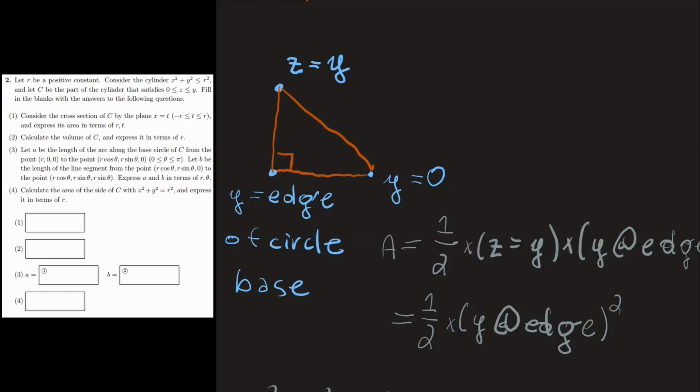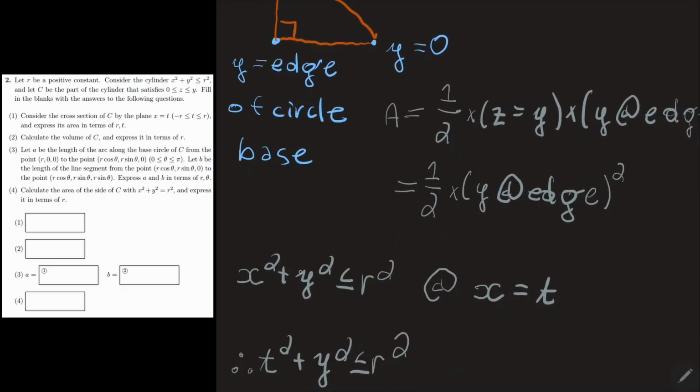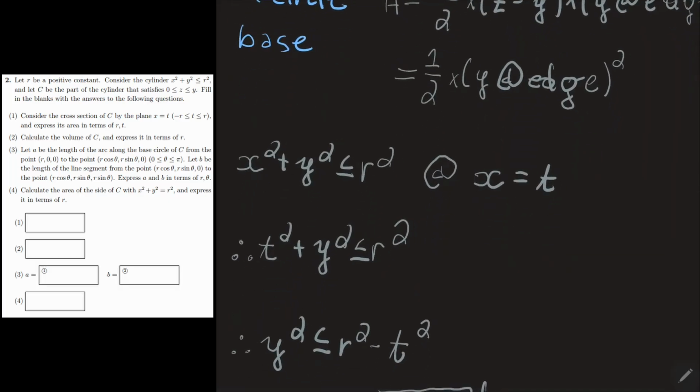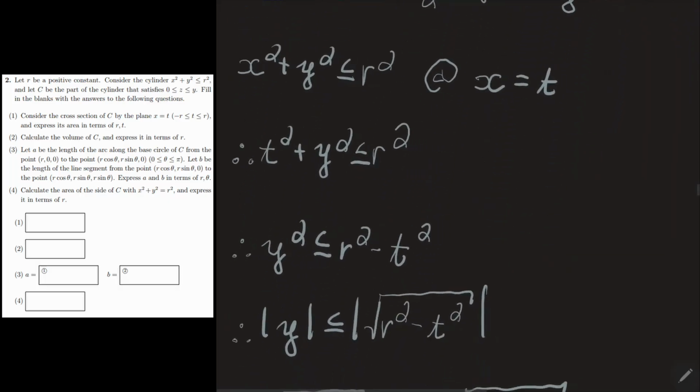So what we can do is use the equations that are given to us in this question. So we have that x squared plus y squared is less than or equal to r squared. And we also have that x equals t. And so we can get that t squared plus y squared is less than or equal to r squared. Rearrange a little, we get that y squared is less than or equal to r squared minus t squared. And then if we square root both sides, we get that the absolute value of y is less than or equal to the absolute value of the square root of r squared minus t squared.